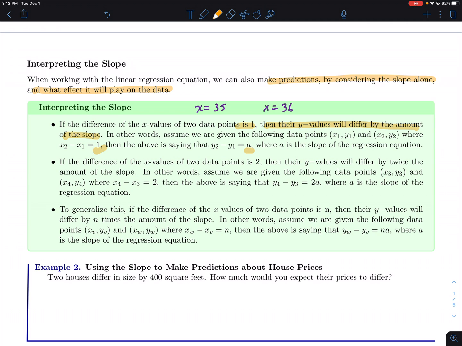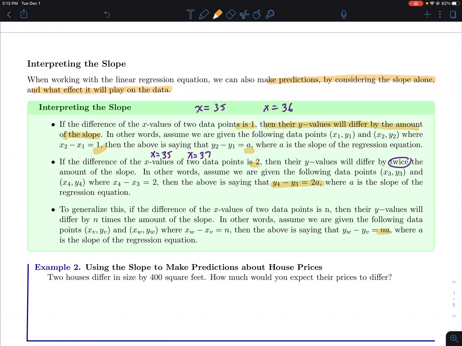But if the difference of the X values of two data points is 2, so say in this case we had like X equals 35 and X equals 37, so their difference is 2. Well, now the difference is going to be twice the amount of the slope. So instead of just getting A, in this case we're going to get 2A as our calculation. And in general, if you go any amount possible, so if there's n difference between these guys, then you're going to take n times the slope.